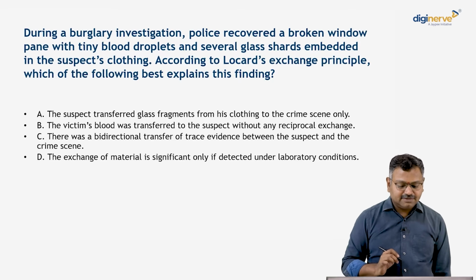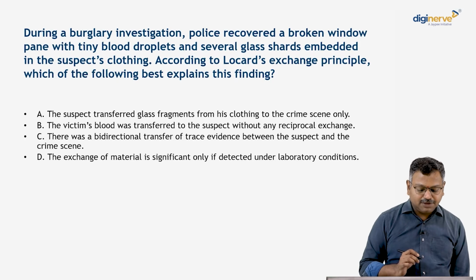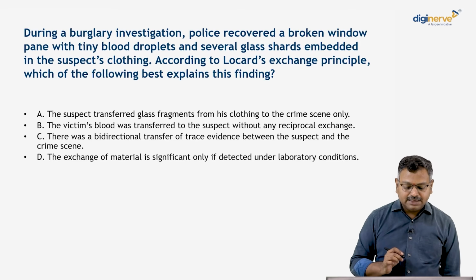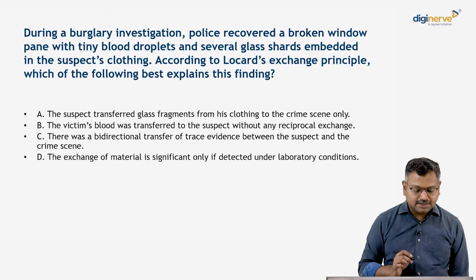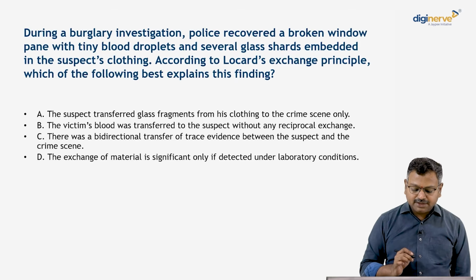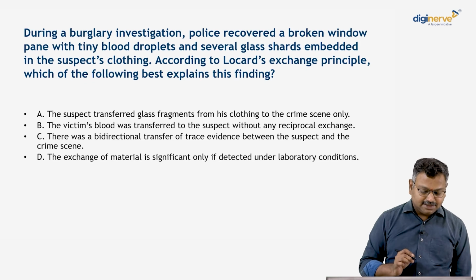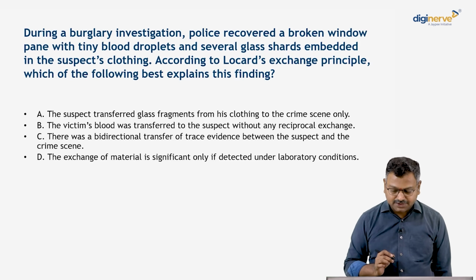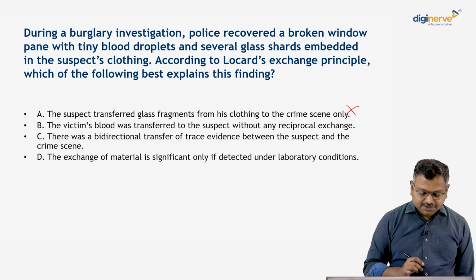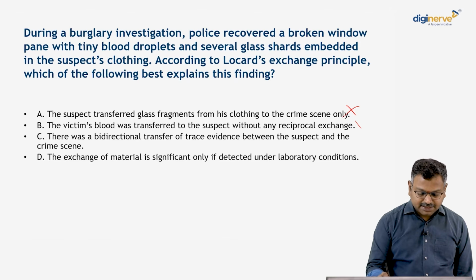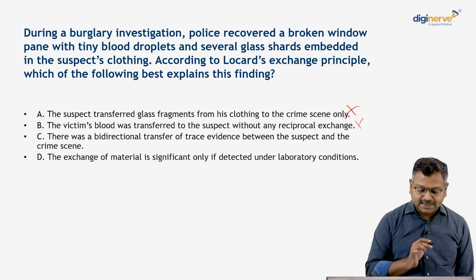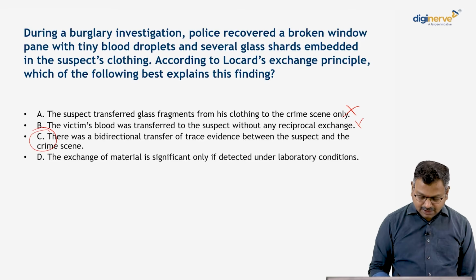During a burglary investigation, the police recovered a broken window pane with a tiny blood droplet and several glass shreds embedded in the suspect's clothing. According to Locard's exchange principle, which of the following best explains this finding? The suspect transferred the glass fragments from his clothing to the crime scene. That is wrong. Victim's blood was transferred to the suspect without reciprocal exchange. That is not right. There is a bidirectional transfer of trace evidence between the suspect and the crime scene. This is the classical Locard's principle.